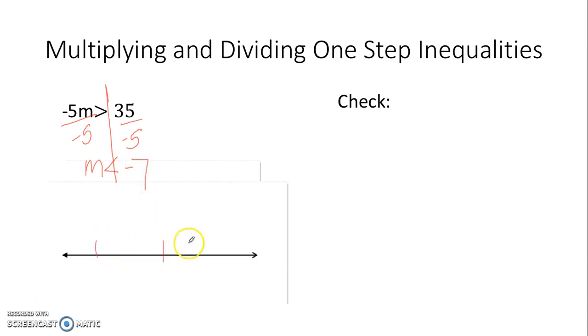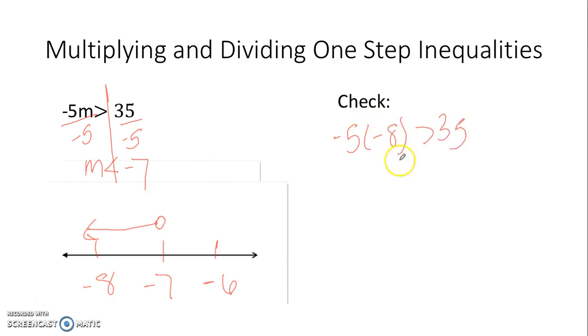Okay, draw the 3 notches. Negative 7 goes in the middle. Negative 8 is smaller, and negative 6 is bigger. It's a less than symbol, so the dot is open. m is less than negative 7, so the arrow goes to the left. To check your work, you pick any number that is less than negative 7, so let's just pick negative 8. Negative 5 times negative 8 is 40, which is indeed greater than 35.